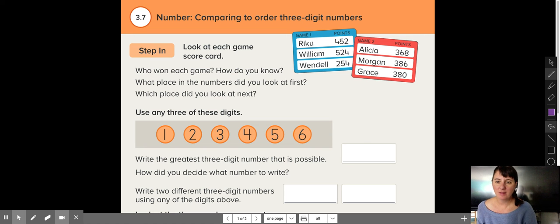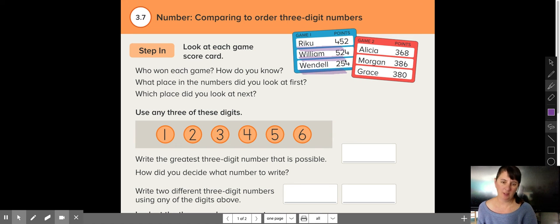Hey guys, let's take a look at lesson 3.7, comparing and ordering 3-digit numbers. And we're going to take a look at these scorecards. We have game 1. Riku had 452 points. William had 524. And Wendell had 254.